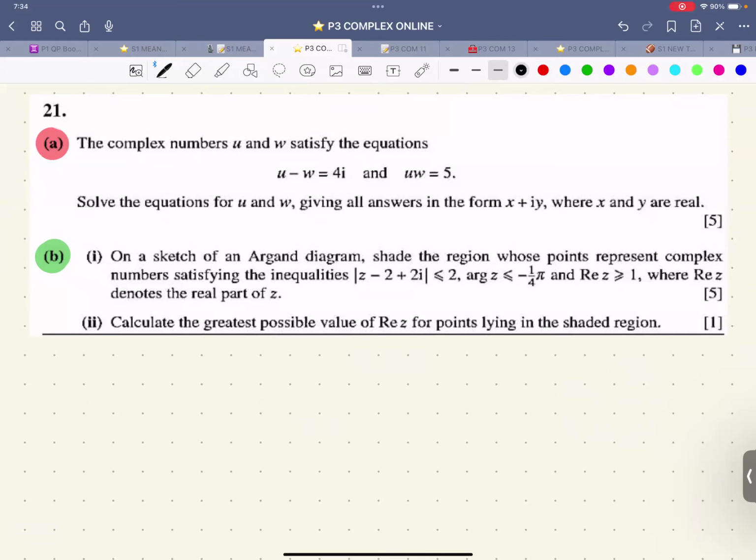Okay, so now I'll get started with this. The question says, on a sketch of an Argand diagram, shade the region whose points represent complex numbers satisfying the inequalities. So what are the inequalities that we are talking about? We are talking about 3 different inequalities. Let me highlight them. The first one is the red thing. The second one is the blue one. And the third one is this one. And we did this part in class, but we did not reach the second part. The main thing is the second part.